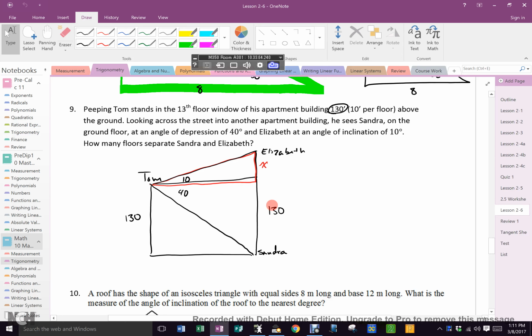The review is, but this isn't. Okay? So please check along with me. So this is what we needed to work on, yeah? I want to know how far it was from Sandra up to Elizabeth. Well, I already knew this was 130, but I didn't know this side, right?